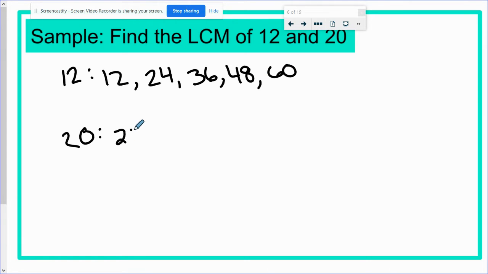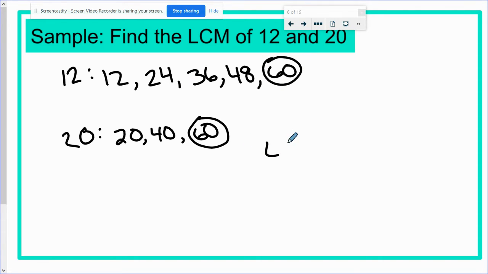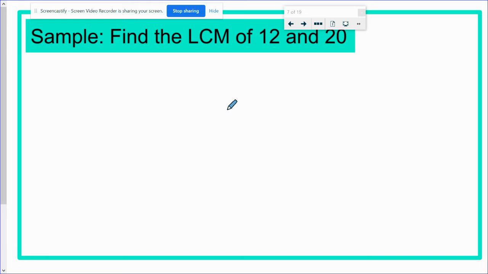20 times 1 is 20. 20 times 2 is 40. 20 times 3 is 60. So I see here that I have a matching 60. So the LCM of these two numbers would be 60 because it is the first multiple that they both have in common in their multiple list. All right, let's keep going.